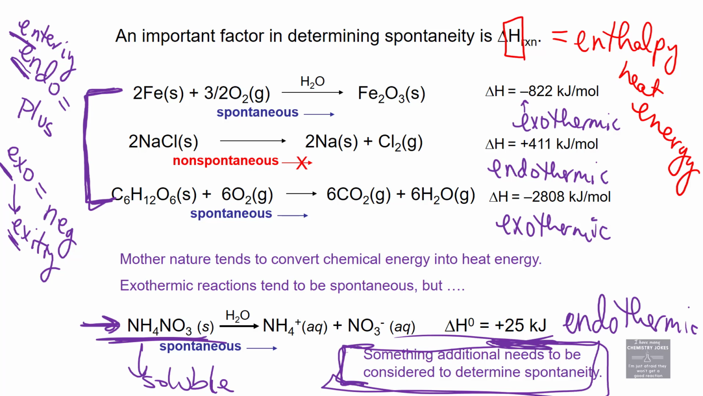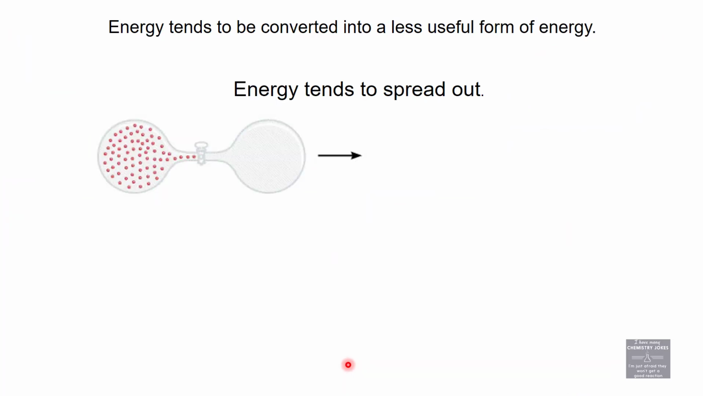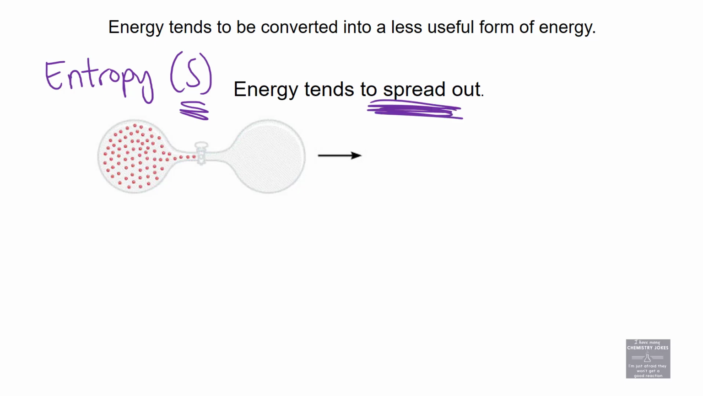Okay. Back to where we were: something additional needs to be considered to determine spontaneity. Delta H is a good factor, but it's not the only factor. Another factor is the spread of energy. So enthalpy is heat energy. A new term is entropy. And entropy is given the symbol S because it's about the spread of energy.